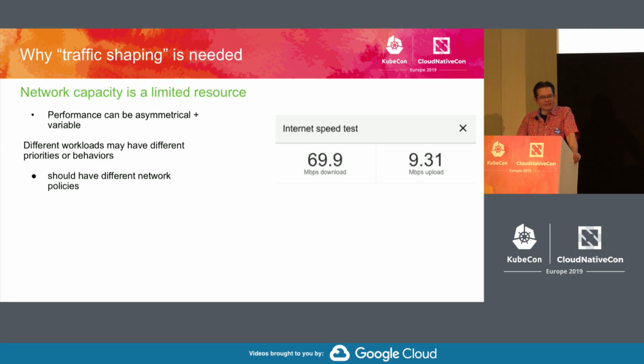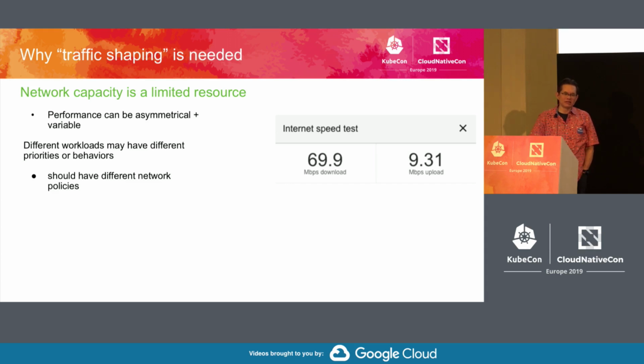Network capacity is similar to the resources I talked about a minute ago, covering allocations of CPU and memory, but network is another critical resource, and it can be limited. You see the speed test here, asymmetrical, where the up versus down isn't necessarily uniform, and different workloads are likely to have different priorities and behavior. And this means that you should have different policies.